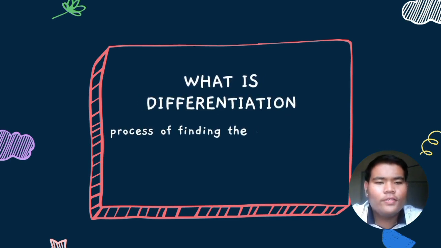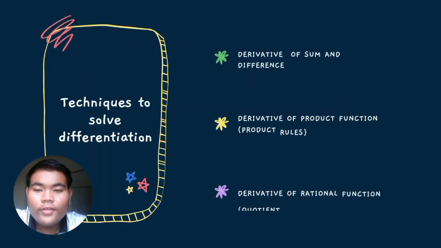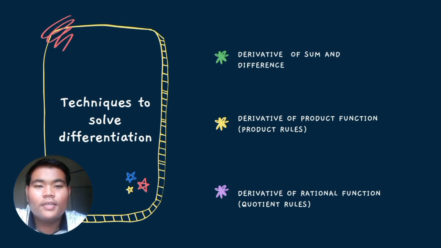Firstly, what is differentiation? Differentiation is a process of finding the derivative or rate of change of a function. It has three techniques to solve differentiation. Firstly is the derivative of sum and difference. Secondly is the derivative of product function, or the other name is product rule. And thirdly is the derivative of rational functions, or another name is quotient rule.